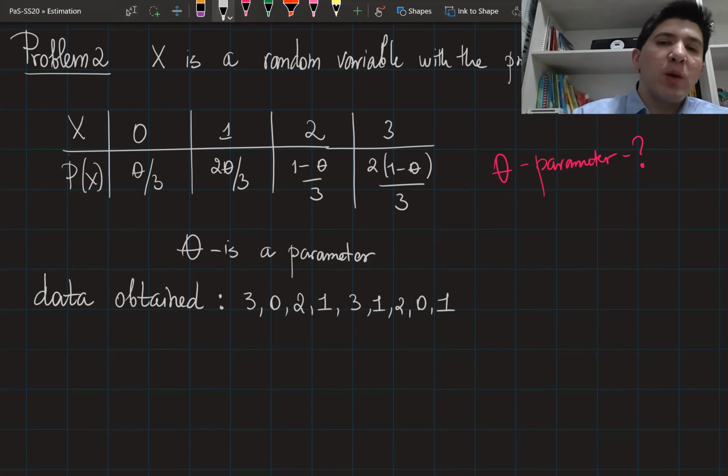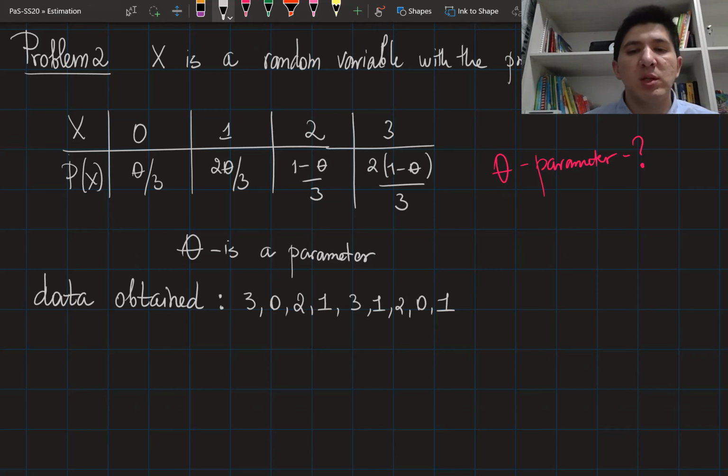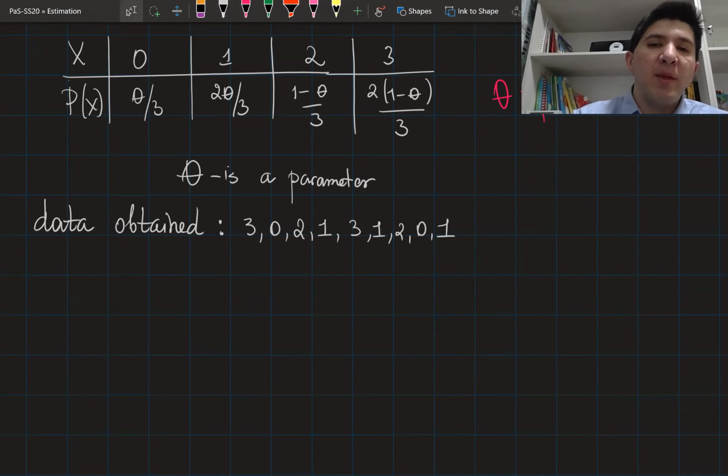So what we do is, someone wrote a program, and I just ran this program and got this data. It generated 9 numbers: 1, 2, 3, 4, 5, 6, 7, 8, 9. And those numbers are 3, 0, 2, 1, 3, 1, 2, 0, 1. And I would like to know, for what value of theta would I get exactly this data, or most probably get this data, right? So in order to do this, I need to find out the probability function, right?